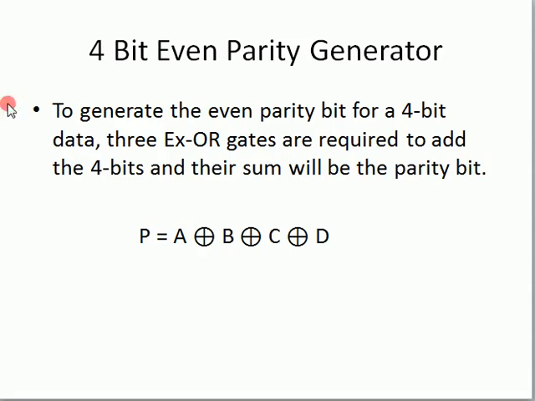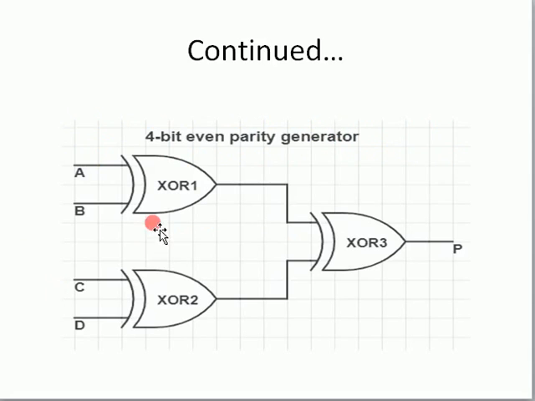This is the circuit diagram for the 4-bit parity generator, in which we see one exclusive OR gate, then another exclusive OR gate, and here is the third one. Three exclusive OR gates are used here. At the first exclusive OR gate we have the input AB, at the second we have the input CD, and the last one takes the output of the first and the output of the second as its inputs, and at the output side we get the parity bit.